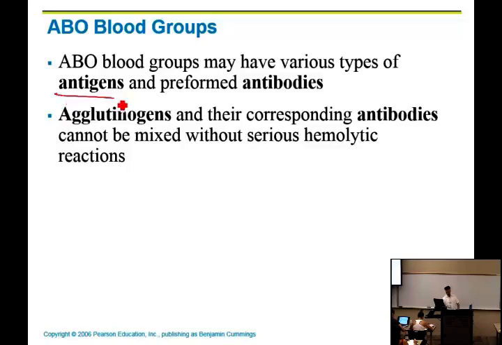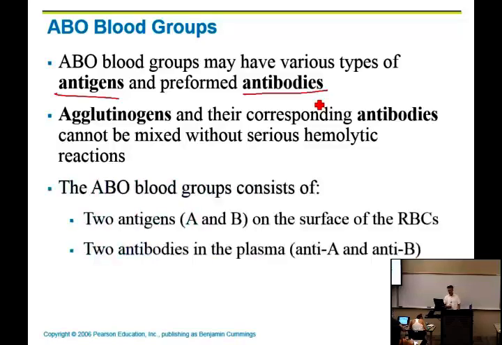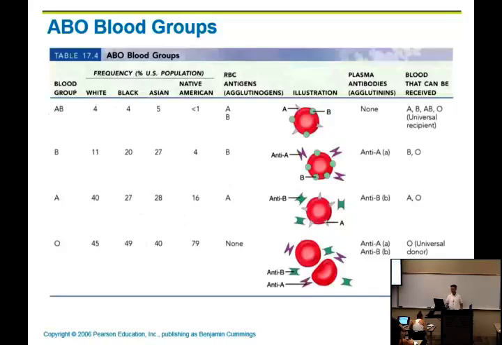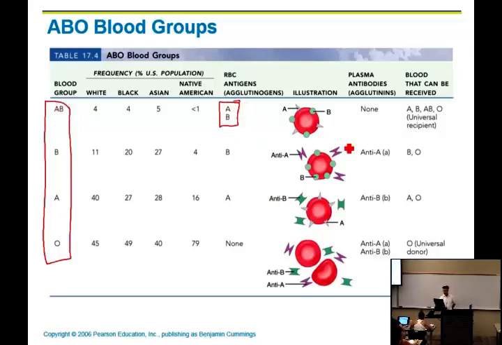So antigens are attached to the cells. Antibodies are floating around in the plasma. Okay? So you have to remember that the antigens are attached to the cell, the antibodies are floating around. And so when we look at something like this, you should know for each of the particular blood groups, like we see here, what that means in terms of what antigens they have and what antibodies they may or may not have. Okay? You should also know compatibility for lecture.